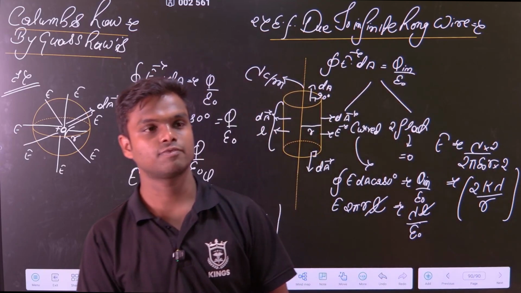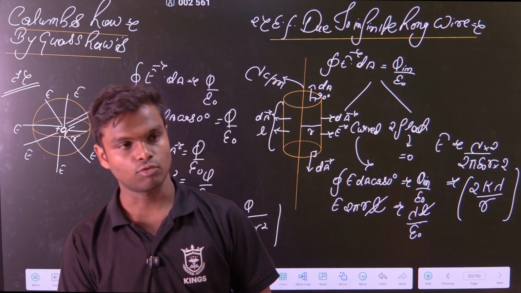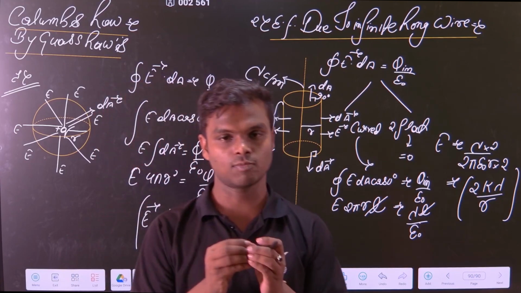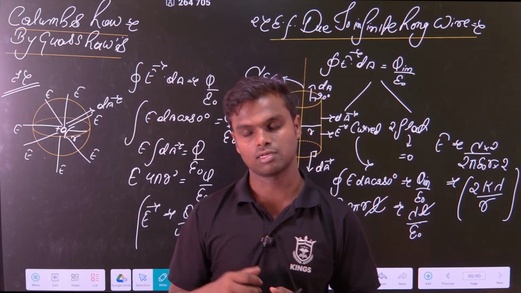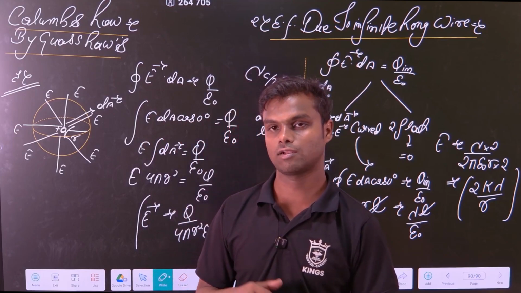In the next class we are going to do some more derivations, for the hollow wire and everything. I hope you enjoyed this session, understood something, and cleared some of your doubts regarding Gauss law. In the next session we will start the different geometries and do some derivations, and we will understand the solid wire and hollow wire and everything.